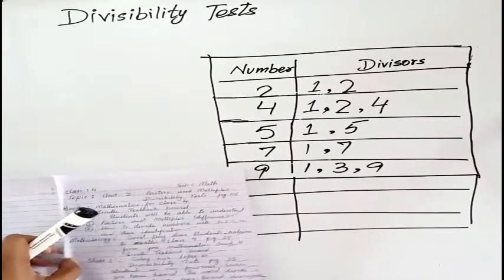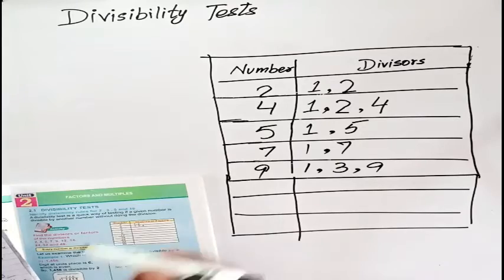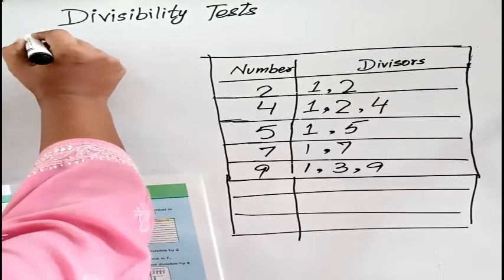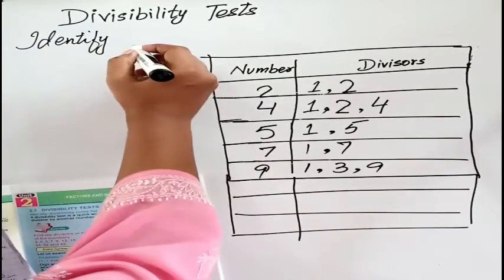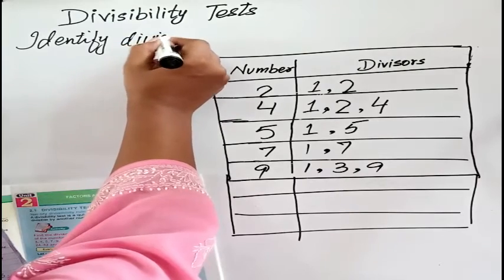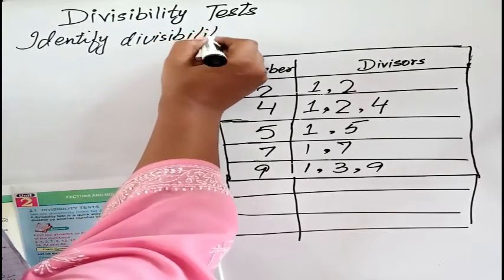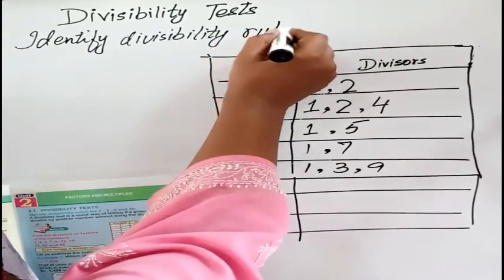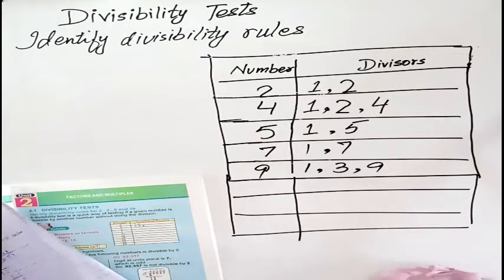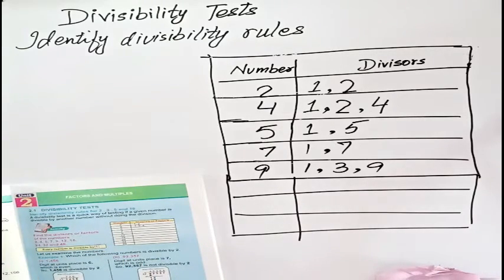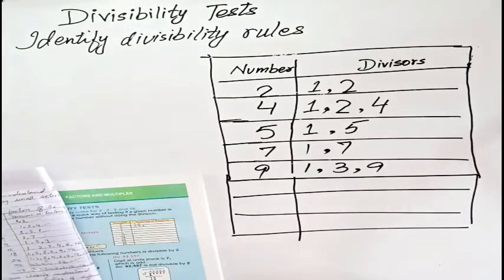We can say, students, that in this lesson we are identifying divisibility rules. So in this lesson we are finding the rules of divisibility. What are the numbers for which we find the rules? The numbers are 2, 3, 5 and 10. Okay, let's move further, students. For this we will do an example.